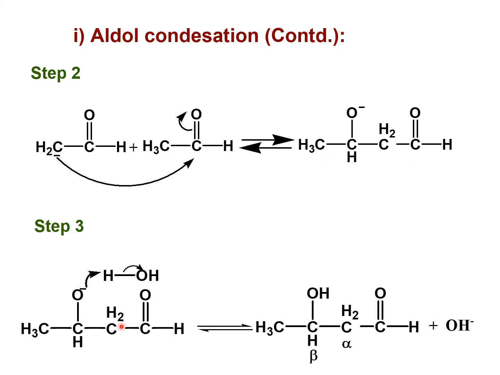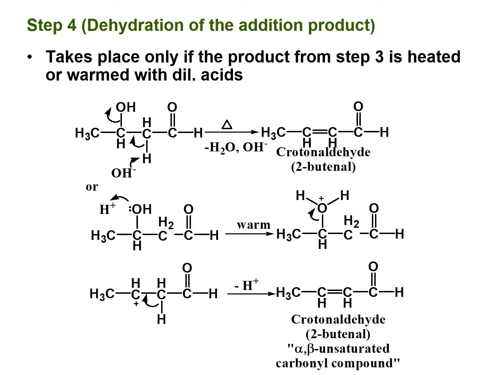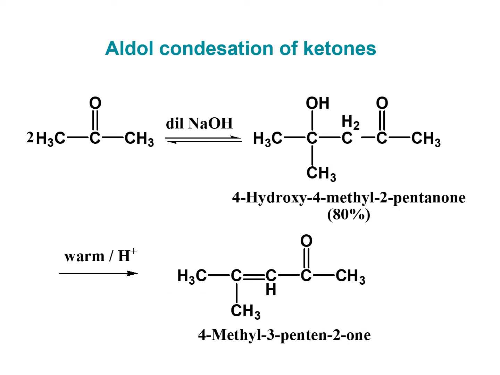giving your hydroxy compound as a product. And then, as we said, if we warm this product in presence of a dilute acid, you will end up losing a molecule of water, giving the alpha beta unsaturated carbonyl compounds. We said that you can perform this on any compound that has an alpha acidic hydrogen, whether aldehyde or ketone. So this is another example.